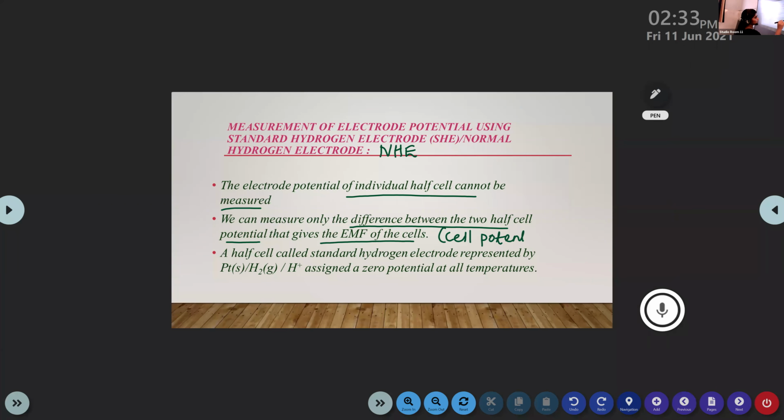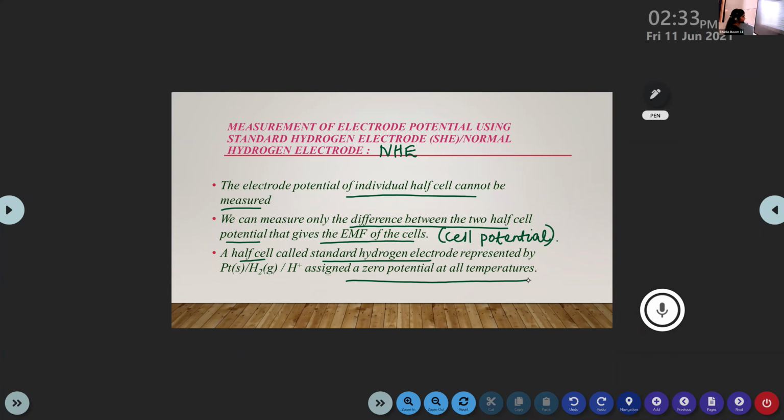We cannot measure the electrode potential individually. We can only measure the cell potential of that cell. So for that purpose, we are using this standard hydrogen electrode as a half cell because it has zero potential at all temperatures. Its value is 0. So the calculated value for the cell potential can be taken as the value of that electrode.